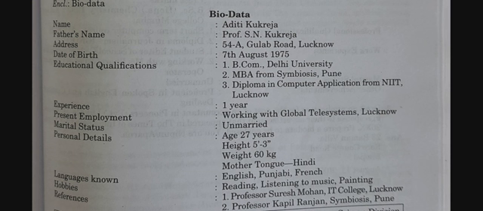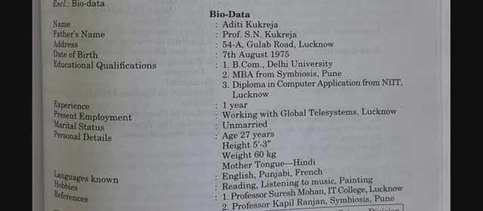Then come the educational qualifications. So the person has done BCom from Delhi University, MBA from Symbiosis Pune, and then a diploma in computer application from NIT Lucknow. The person has 1 year of experience also, and at present employment, meaning right now where he is working, he is working with Global Telesystems Lucknow. If we talk about marital status, the person is unmarried.